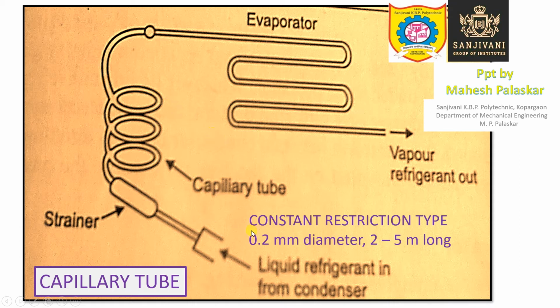So in this figure you can see that the liquid refrigerant from the condenser is entering, and before it passes through the capillary tube, it is passing through a strainer and a dryer. In this dryer and strainer, the moisture and the impurities present in the refrigerant are removed, because these impurities, when they pass through the capillary tube, can definitely choke the passage, because the capillary tube diameter is very small.